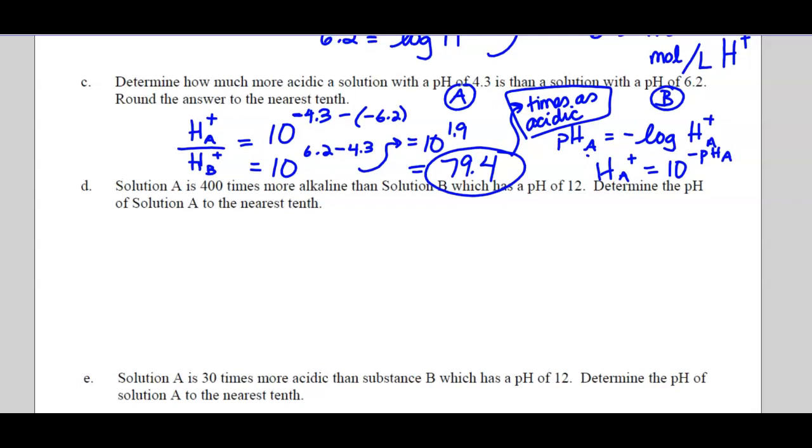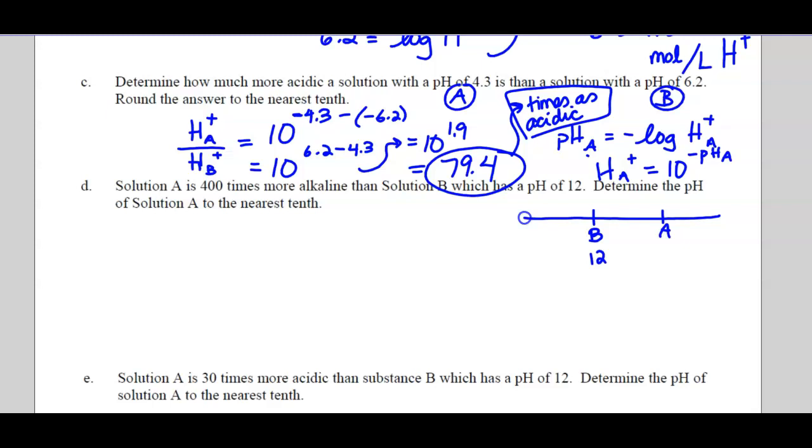Okay, so now we're looking for pH values. Solution A is 400 times more alkaline than solution B. So if you think about it, A is here, B is here. 400 times more alkaline, so it's to the right. B has a pH of 12, so A is going to be bigger than 12. If we don't get a value bigger than 12, then we probably switched them around.